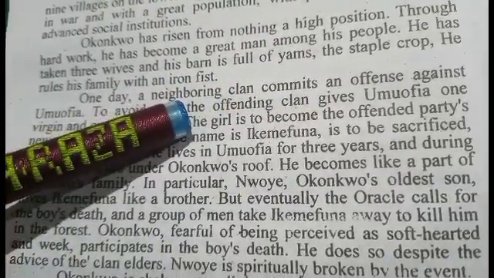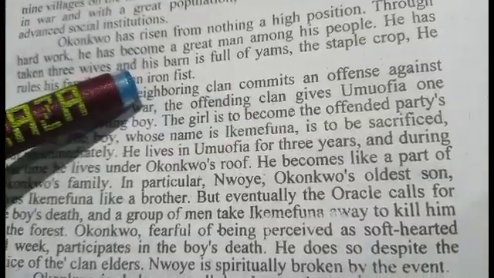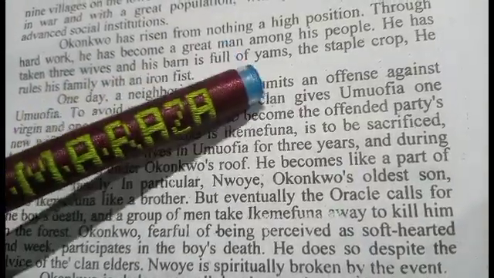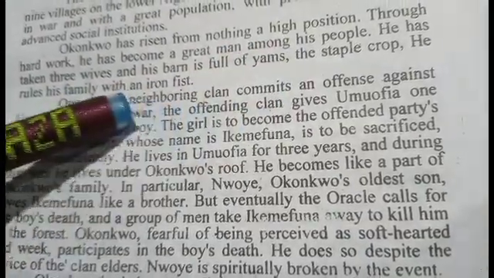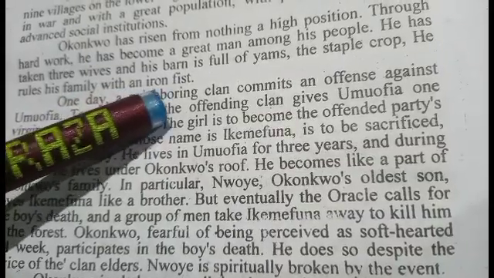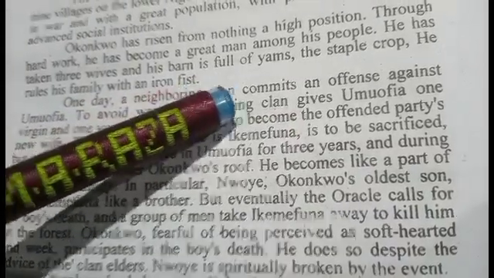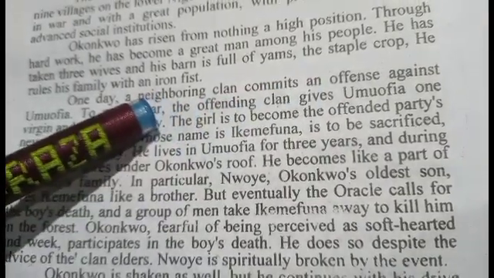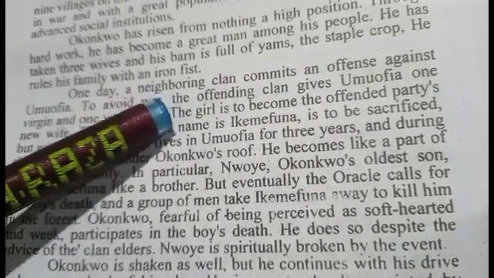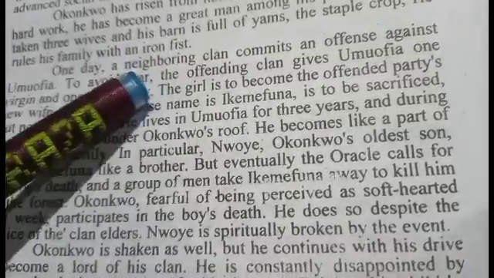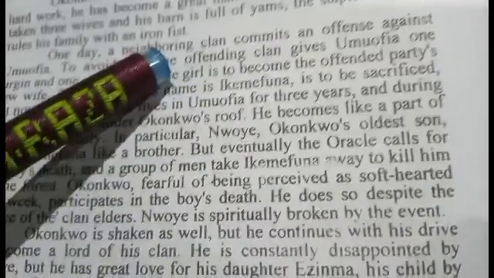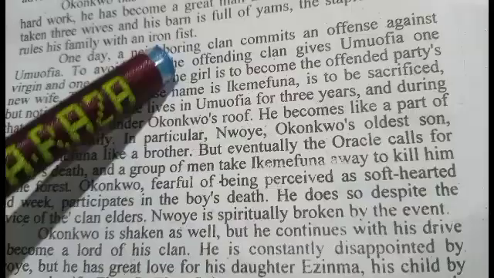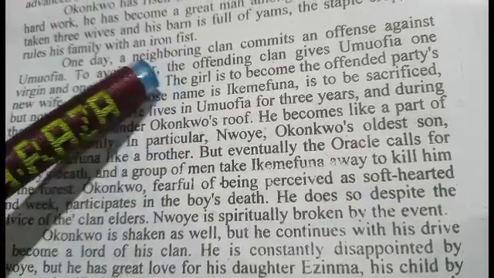Okonkwo has risen from nothing to a high position through hard work. He has become a great man among his people. He has taken three wives, and his barn is full of yams, the staple crop. He rules his family with an iron fist.